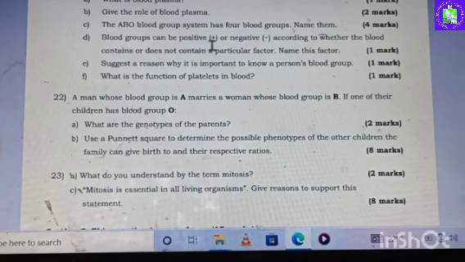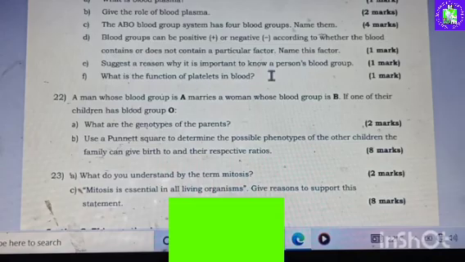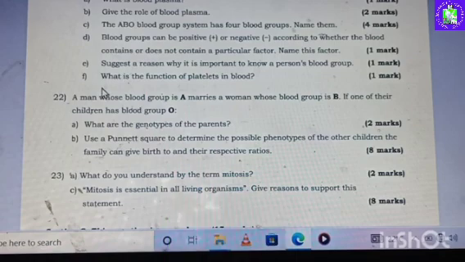Blood group can be positive or negative according to whether the blood contains or does not contain a particular factor. Name this factor. That factor is what we call Rhesus. Suggest a reason why it is important to know your personal blood group. It helps us especially in blood transfusion. F. What is the function of platelets in the blood? It is involved in what you call blood clotting. Remember, for here you must attempt to see a question. You choose the best one.